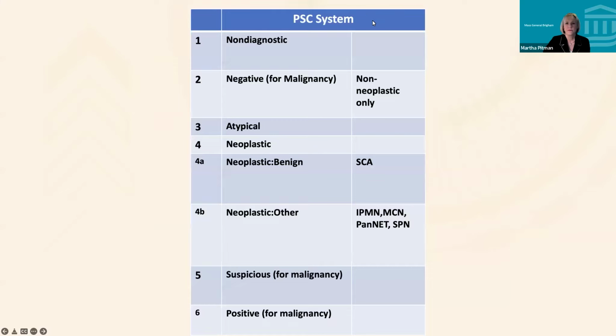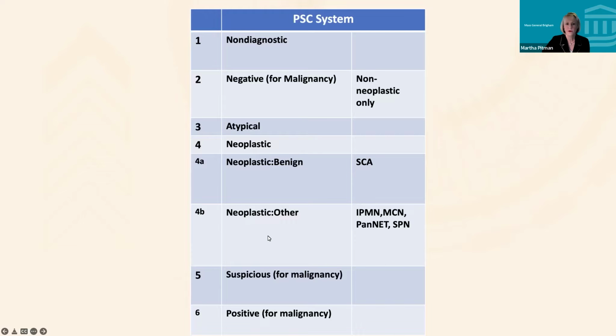Now, in this system, there was the non-diagnostic category, which means you can't give a diagnosis, you don't have anything to report. The negative for malignancy category, which included non-neoplastic entities only, your atypical category, your neoplastic category, where you know you have a neoplasm and you can define it as benign, that's dominated by your serous cystadenoma, or other neoplasms that included a broad range of pre-malignant and low-grade malignant neoplasms, suspicious for malignancy, and positive for malignancy.